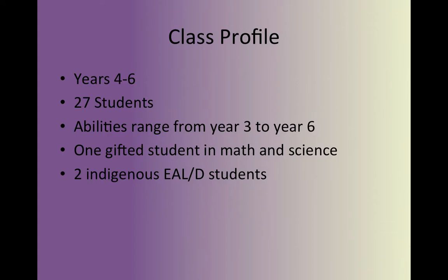So the lesson sequence featured in this presentation is designed for a primary classroom of 27 students from years 4 to 6. Students within the class have abilities ranging from year 3 to 6, and there's one gifted student whom is particularly interested in science and maths but shows very little interest in English. There are 2 Indigenous students from within the class for whom English is a second language, and they require further assistance and attention.